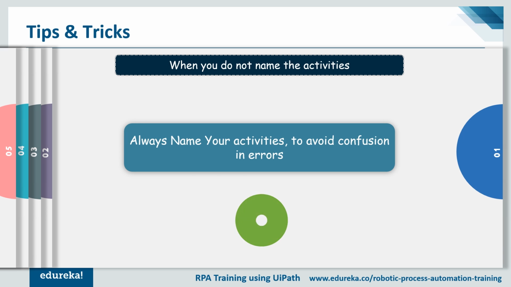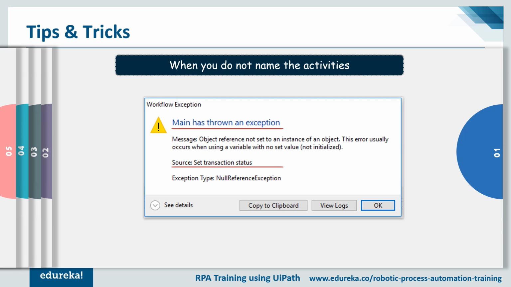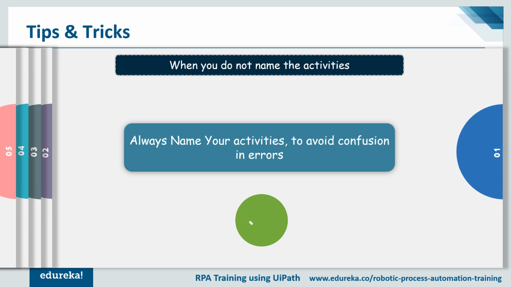So once you name the activities, you would get an error that this particular activity with the name is throwing an error or is throwing an exception. So that's one key takeaway that you can take, that you should always name the activities.